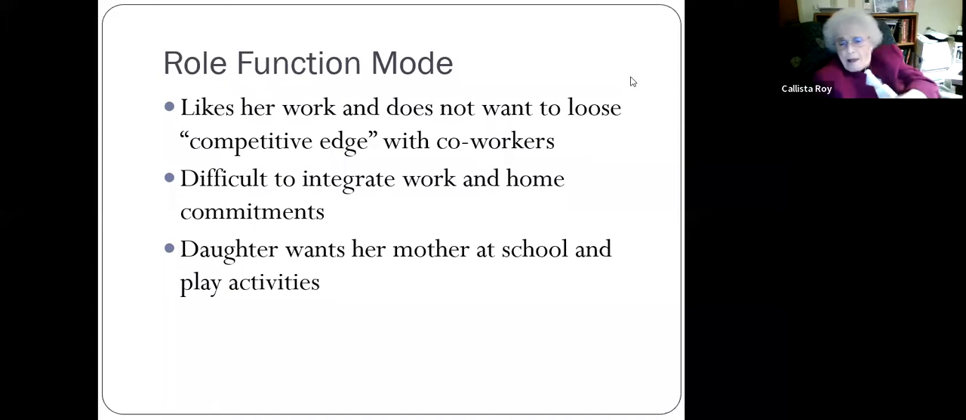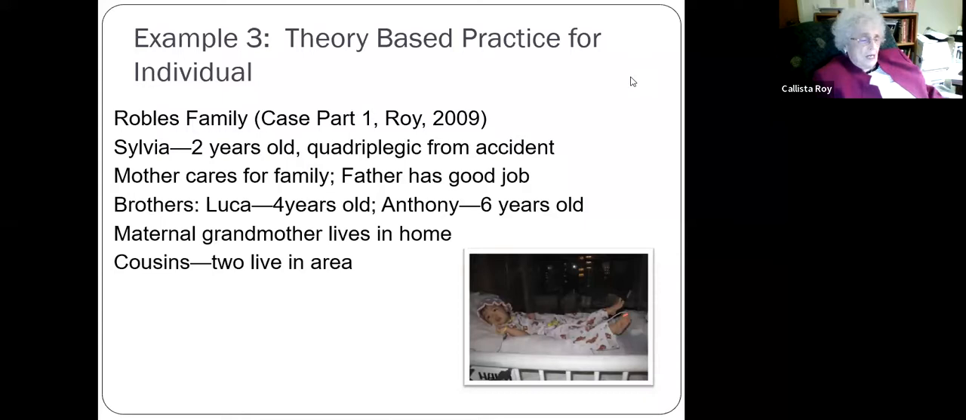Another example of theory-based practice for an individual, in the Roy Model textbook 2009, it starts out with this case study and then continues it throughout the book. It's a Robles family. Sylvia is 2 years old. She's a quadriplegic from an accident. Her mother cares for the family. The father has a good job. Her brothers are Luca, 4 years old, and Anthony, 6 years old. The maternal grandmother lives in the home, and there are two cousins who live in the area.